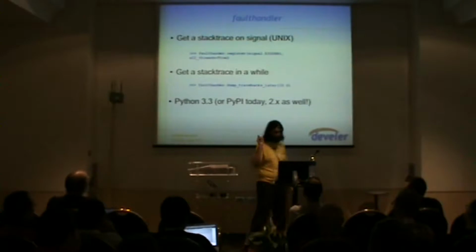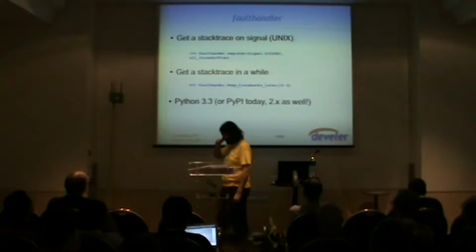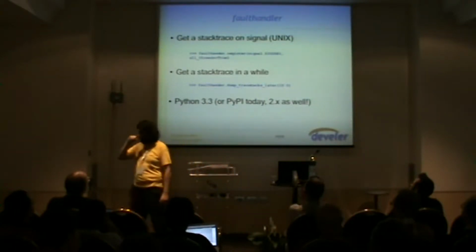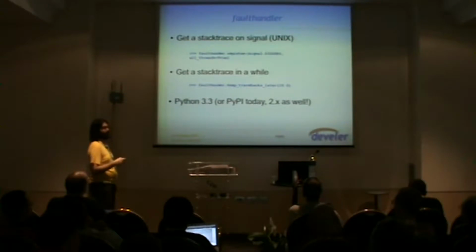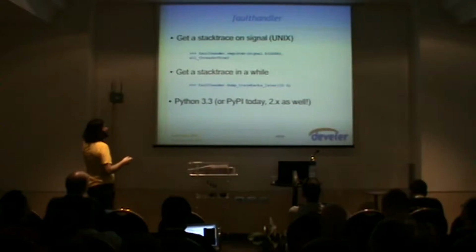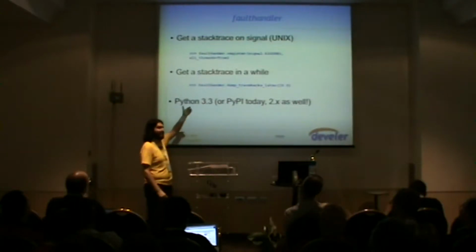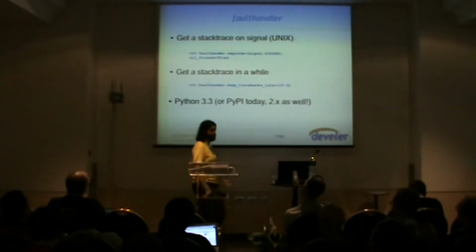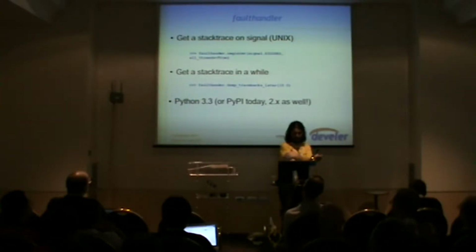Another thing you can do is that on Unix, on Linux, you can register faulthandler on a signal. So for instance, here I'm registering faulthandler on the SIGUSR1 signal, and I'm saying that I want the traceback for all threads. Then I just need to send the SIGUSR1 signal to my process, and when I send it, it will display the traceback on the standard output. Okay? So at any time the process is running, I send it a SIGUSR1 signal, and it will dump the traceback for all threads.